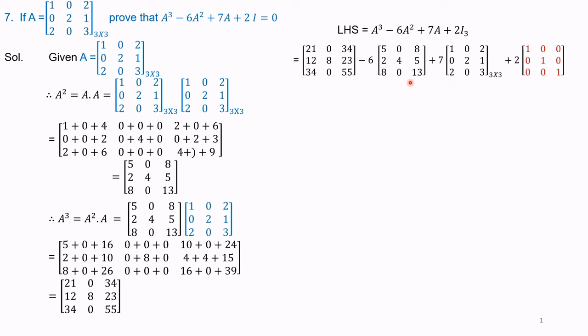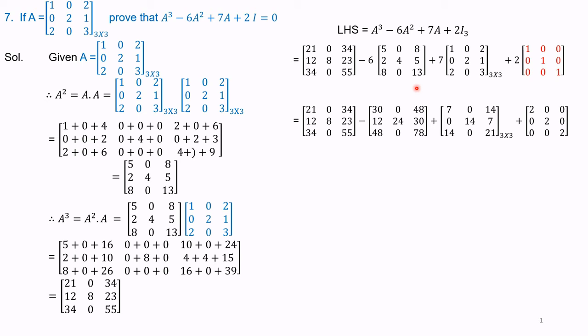So here the next step is to do scalar multiplication. So after doing scalar multiplication, we get the value shown here. The next step is to add or subtract as the case may be. 21, 30, 21 minus 30, plus 7 and 2. So we take the first two matrices, these two we do. So 21 minus 30 is minus 9. 0 minus 0 is 0. 34 minus 48 is minus 14.